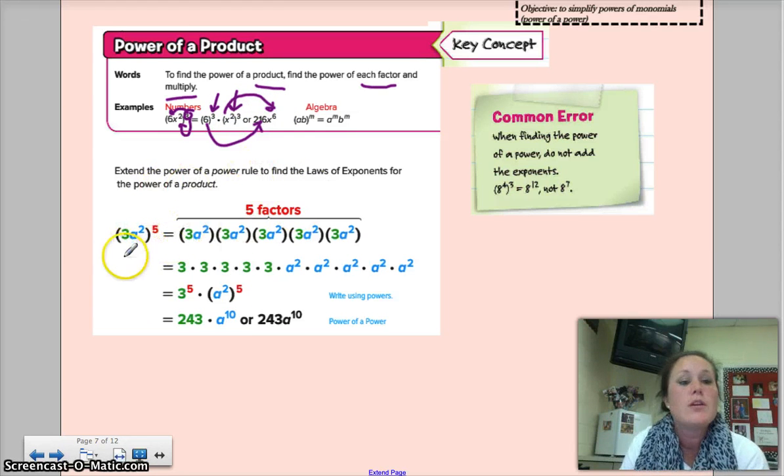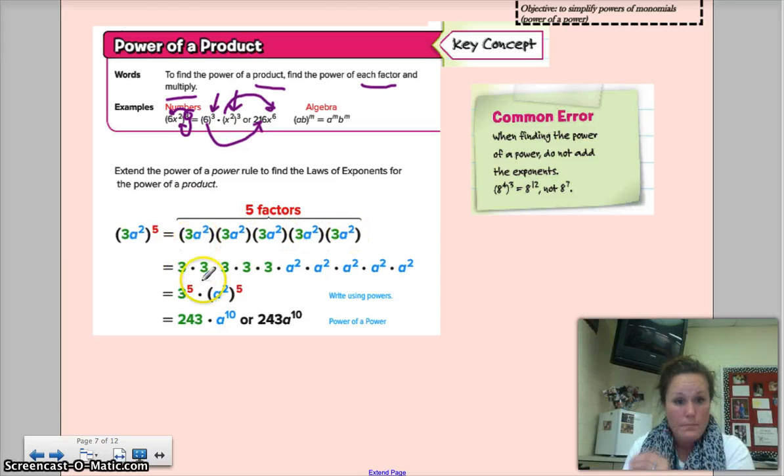All right, so 3a squared to the 5th power means I'm going to have 3a squared 5 times. 1, 2, 3, 4, 5. So I'm going to group all my bases the same. So 3 times 3 times 3 times 3 times 3. So I multiplied 3 5 times to get 243.